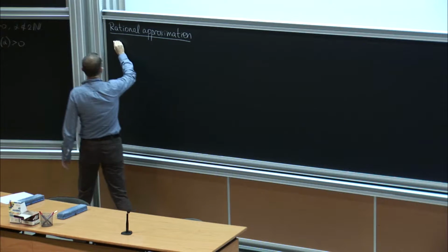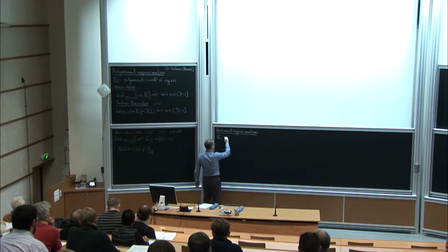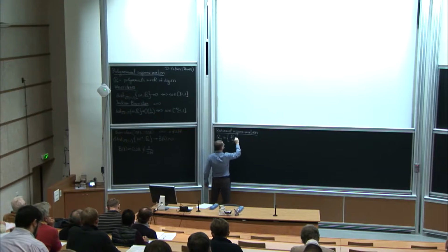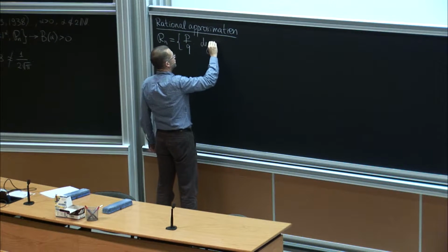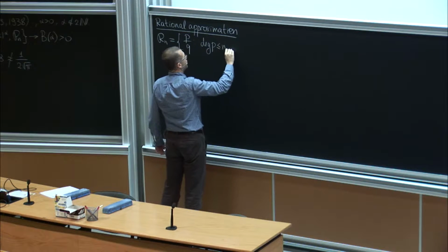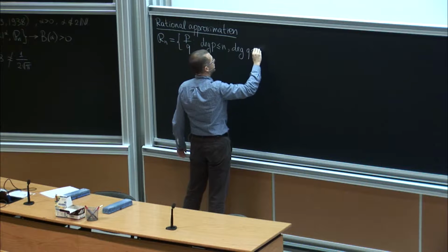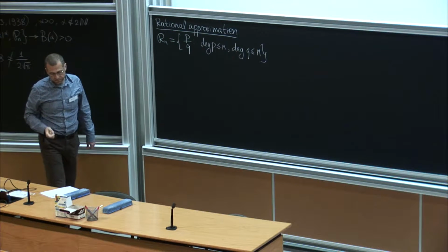So now I'm talking about rational functions, which are functions of this type, polynomial over a polynomial, and the degree of both numerator and denominator are bounded by n.